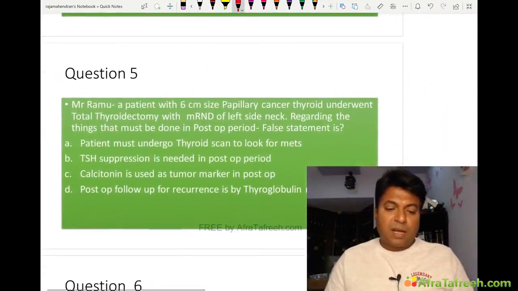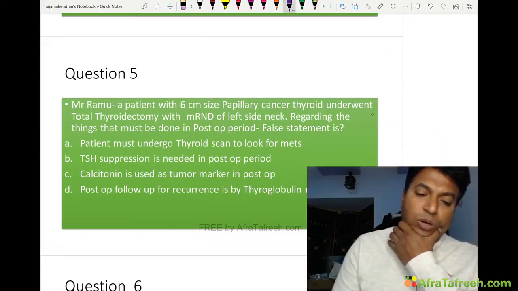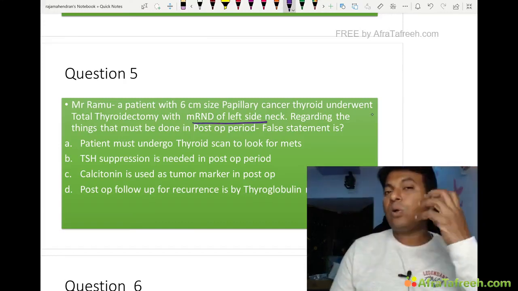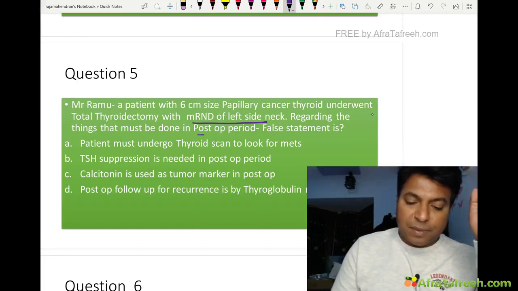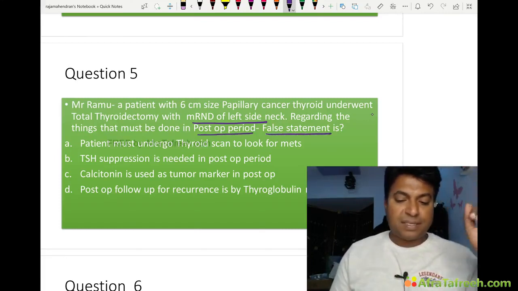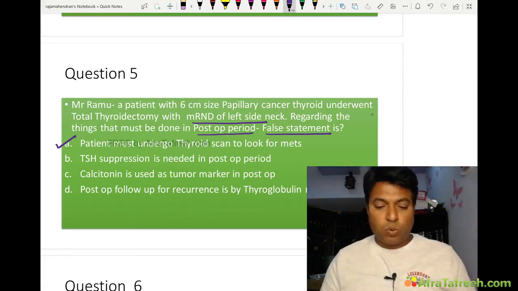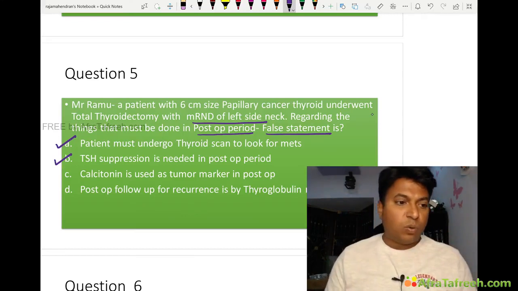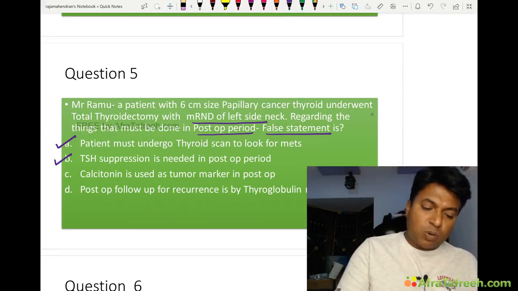Mr. Ramu, a patient with 6 centimeter papillary cancer thyroid, underwent total thyroidectomy with MRND of left side neck. So he has had a total thyroidectomy and a neck node dissection also. Regarding the things that must be done in the post-operative period, the false statement is: patient must undergo thyroid scan to look for mets, true. TSH suppression is needed in the postoperative period, absolutely true.